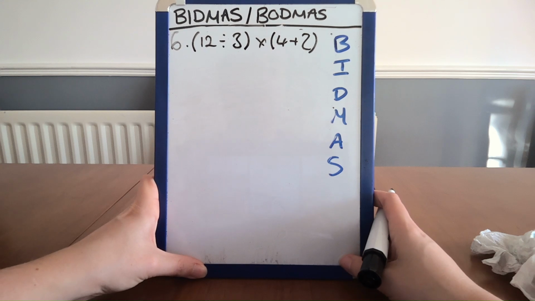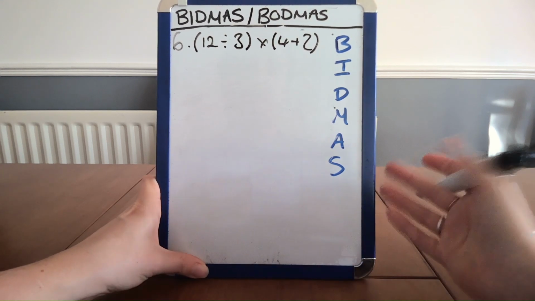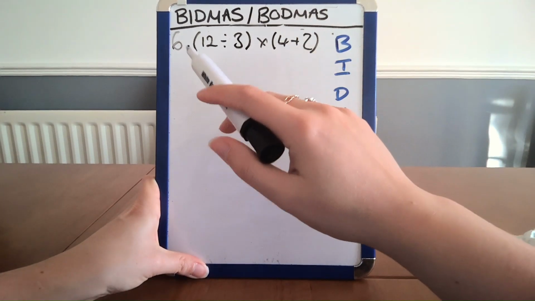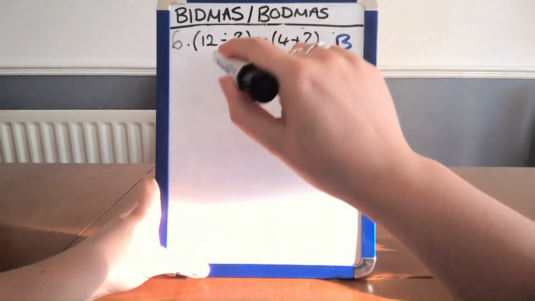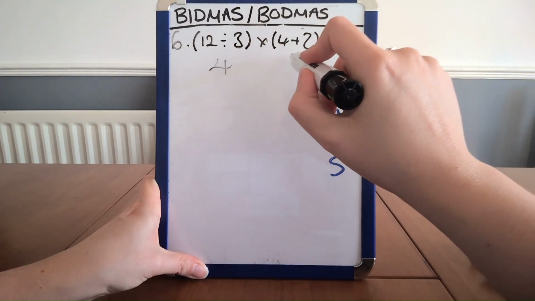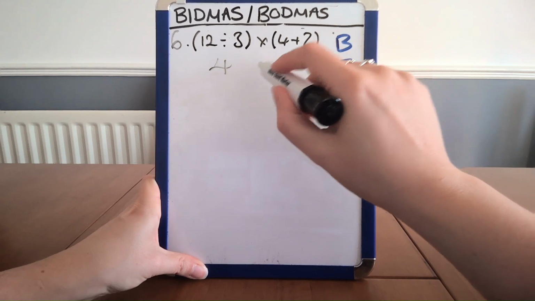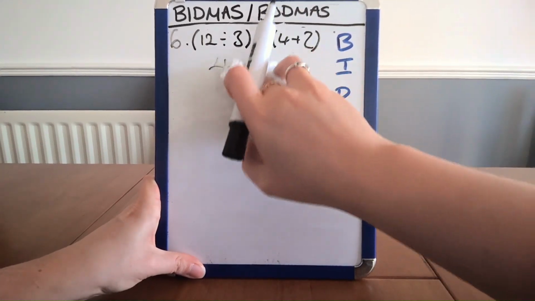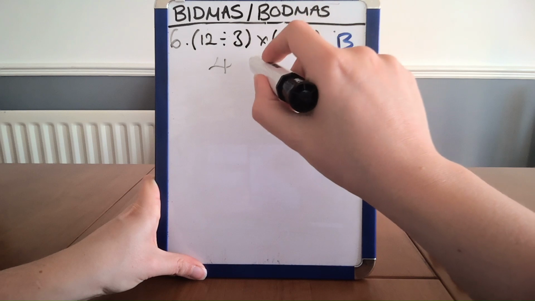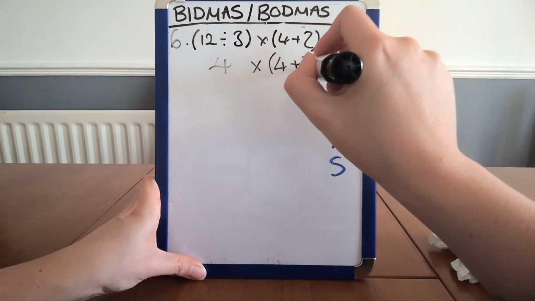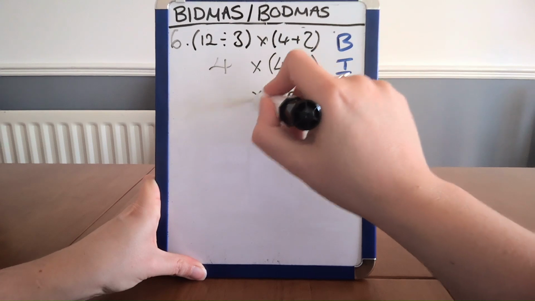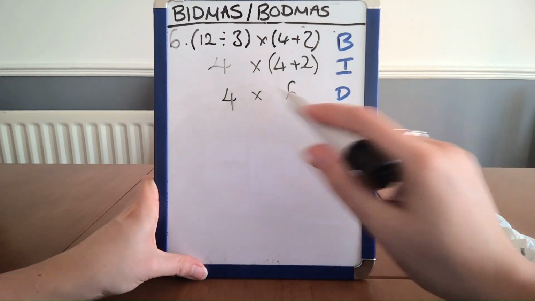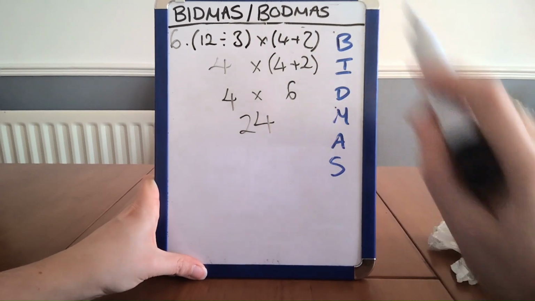Okay, our sixth question is 12 divided by 3 in brackets times 4 plus 2. Now, obviously there are 2 sets of brackets, it doesn't matter which way around that we work with them. We just have to do both of them first. So 12 divided by 3 is 4, and 4 plus 2 is 6. And I add the multiplication back in. Doesn't matter if you add that step in or if you don't, you're still going to get to the same answer. So 4 times 6 is 24.